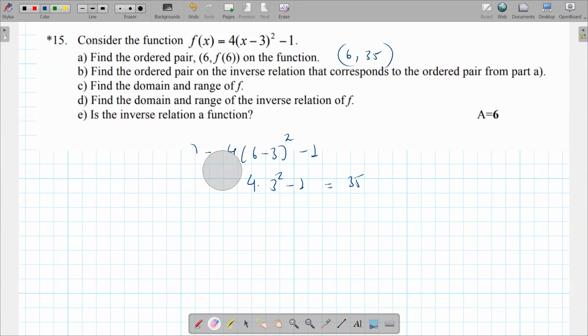Okay, part C. Find the domain and range of f. So f is the quadratic. What's the domain of a quadratic function? X is an element of the real numbers. What about the range?